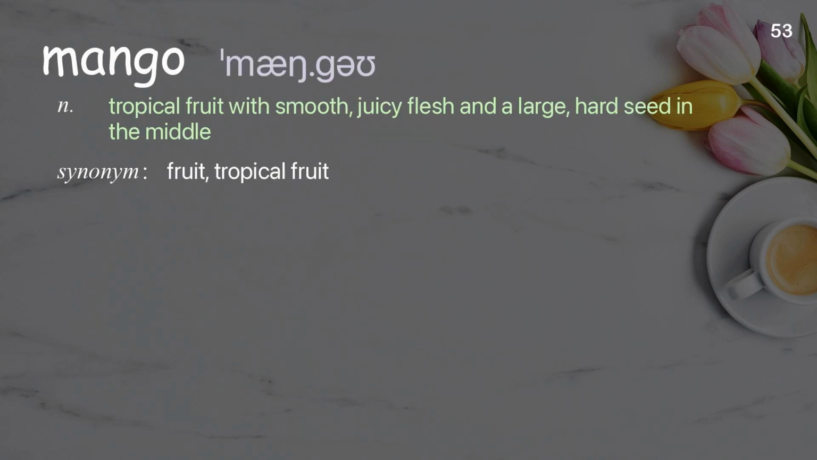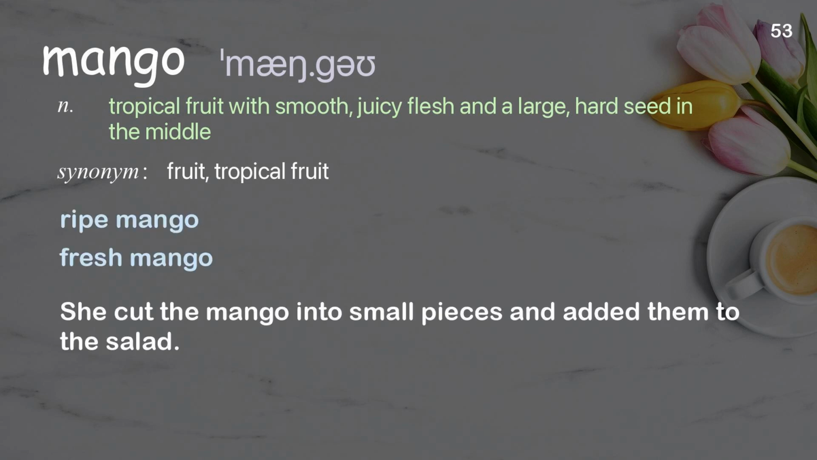Mango. Tropical fruit with smooth, juicy flesh and a large, hard seed in the middle. Examples: Ripe mango. Fresh mango. She cut the mango into small pieces and added them to the salad.